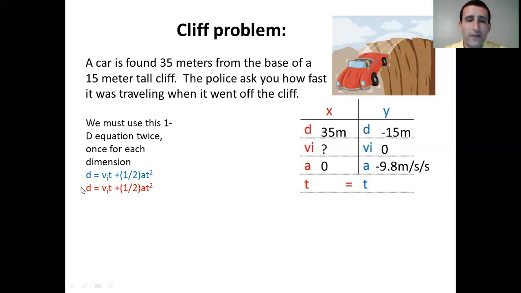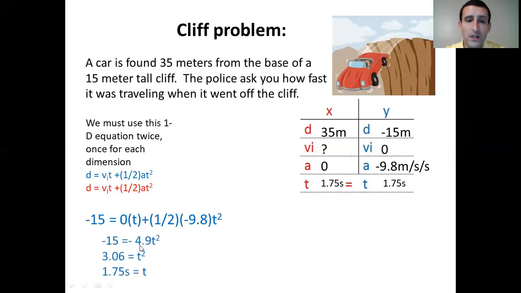So we use the y values in the blue equation. The cliff is 15 meters high, so negative 15. We have 0 initial velocity. Again, 0 times anything is 0. 1/2 negative 9.8 is the acceleration of gravity with our t squared. So again, we have negative 15 equals negative 4.9 t squared. This time, negative 15 divided by negative 5 gives us a little more than 3. The square root of 3 is 1.75 seconds. So that's the time it took us to fall down the cliff.